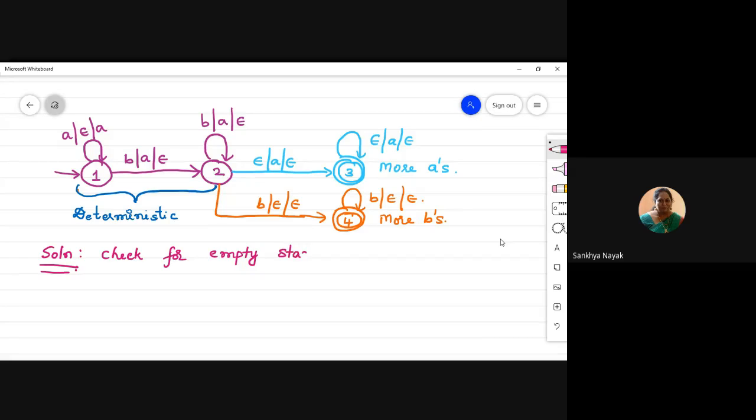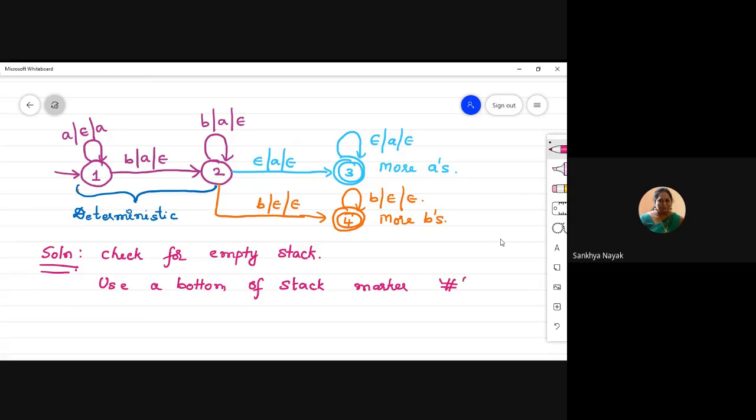So how do I check for an empty stack? We will use a bottom of stack marker. You remember in data structures, in the infix to postfix conversion program also, you pushed hash into the stack before anything else. So here also we use a bottom of stack marker. We can use any symbol, but we'll use hash.